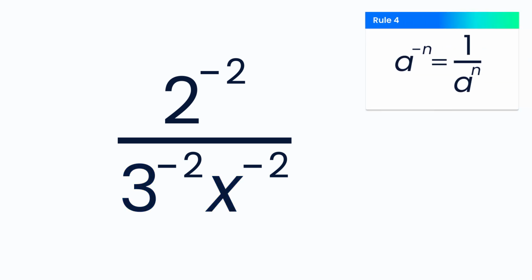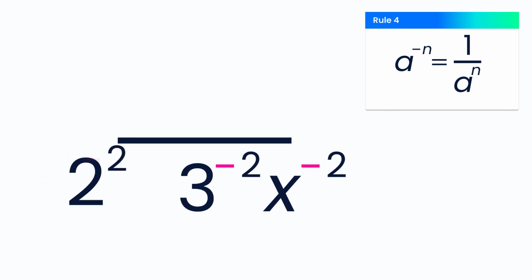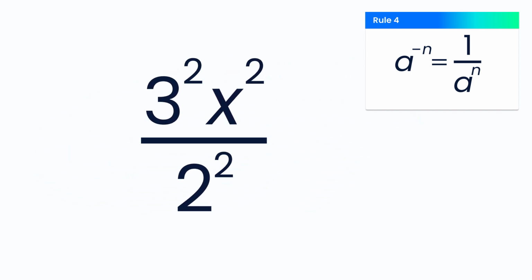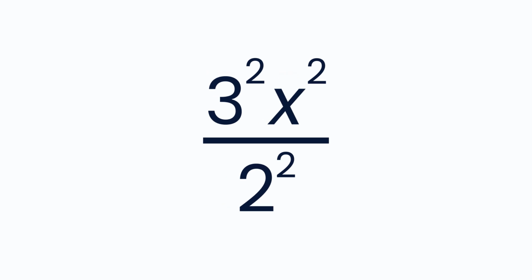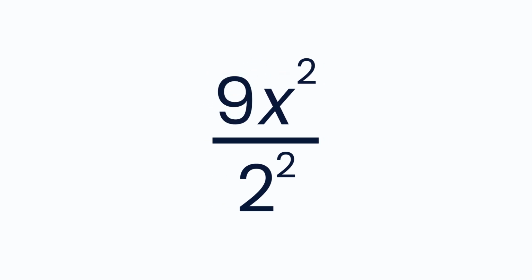Remember that according to Rule 4, you can change the sign of the exponent by moving powers between the numerator and the denominator. 3 squared is equal to 9, and 2 squared equals 4. The final answer is 9x squared over 4.